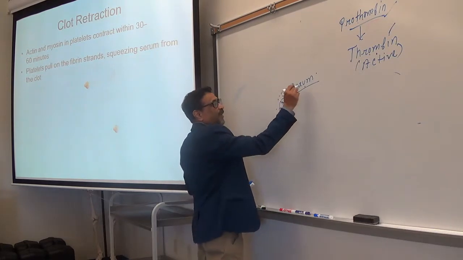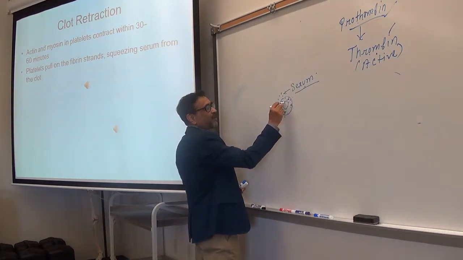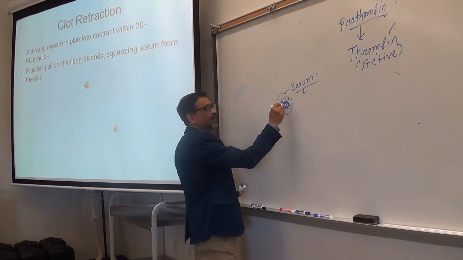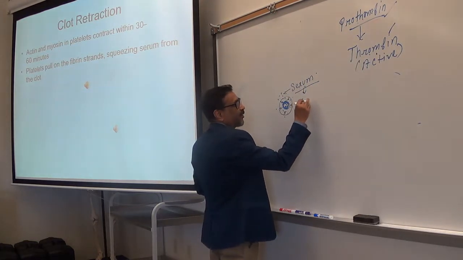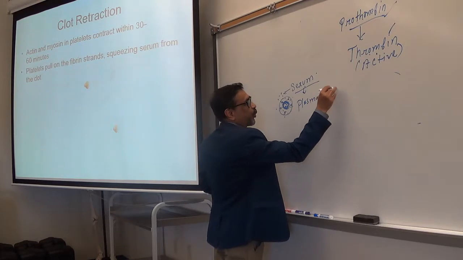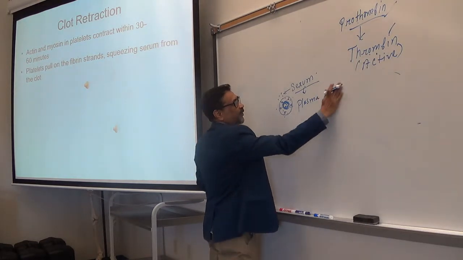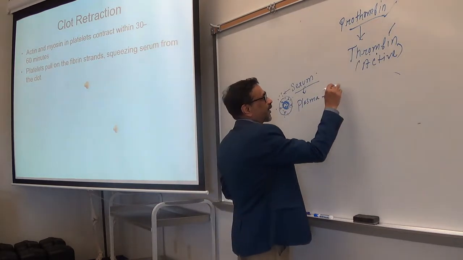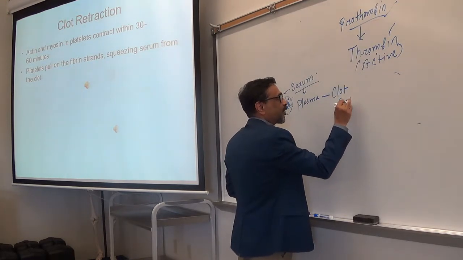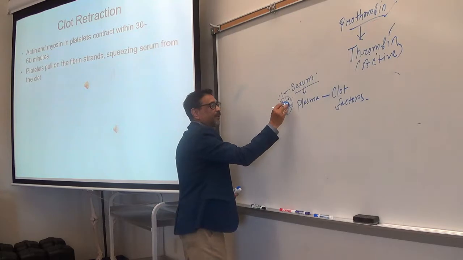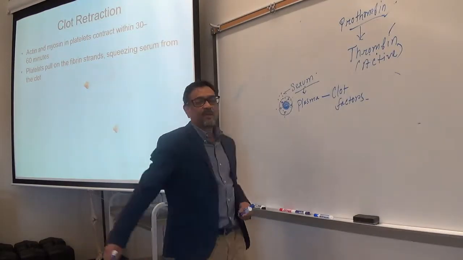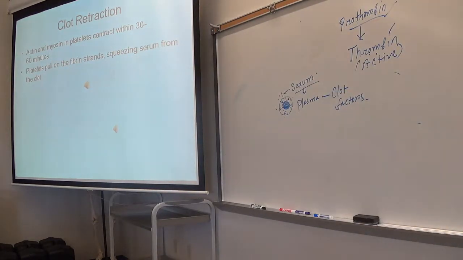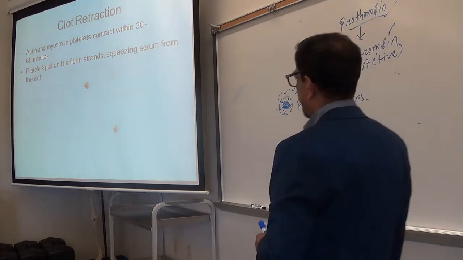And the serum is like plasma, but since the clot has been formed here, the clot factors have been used up to form the clot. So serum is actually plasma, the liquid part of blood, minus clot factors. Because clot factors have been used up to form the clot. Okay? So plasma, the liquid, but clot factors are absent in the serum. So that is the serum.